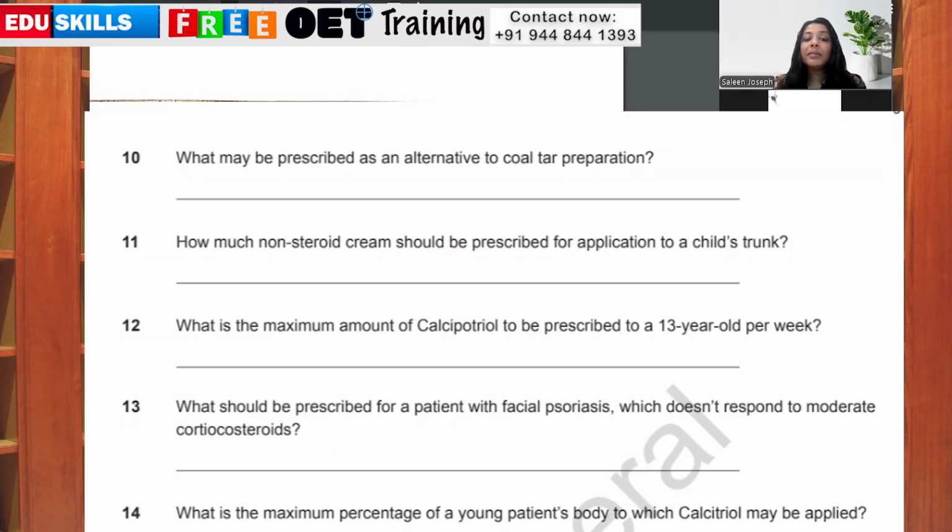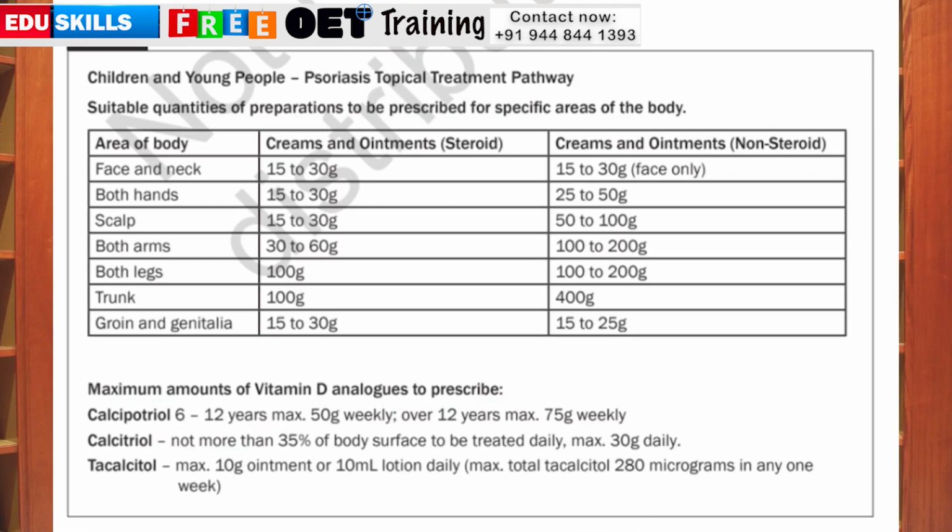What is the maximum amount of calcipotriol to be prescribed to a 13-year-old per week? Maximum amount, they are asking, for a 13-year-old. Text D, below the column, calcipotriol. The answer is 75 grams.